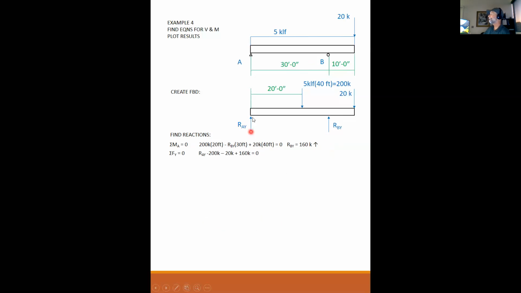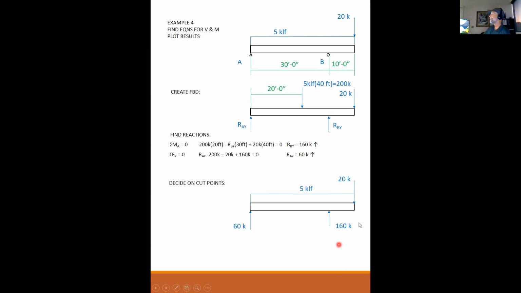I have a positive RA minus 200 minus 20 plus 160, all equal to 0. So my reaction at A is 60 kips positive, so it's up as assumed. So there's my reactions. Now we need to check on our cut points.